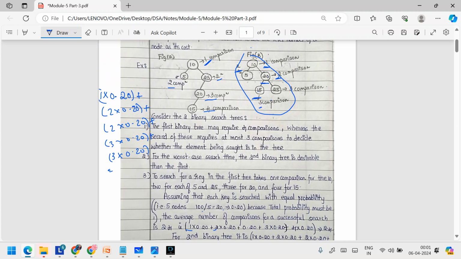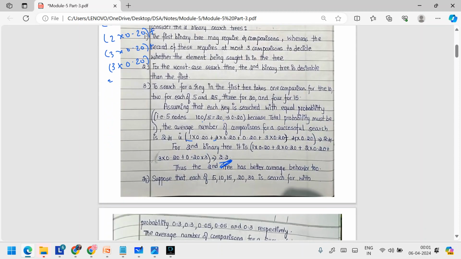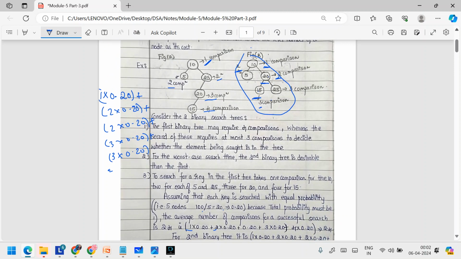Now, this is when the equal probabilities are there. That means the chance of getting 5 is 20%. So that is equal probability. But sometimes we might not have equal probability. Some elements might have a higher chance of being searched. So instead of having equal probability, the problem itself gives you the probability. See here.